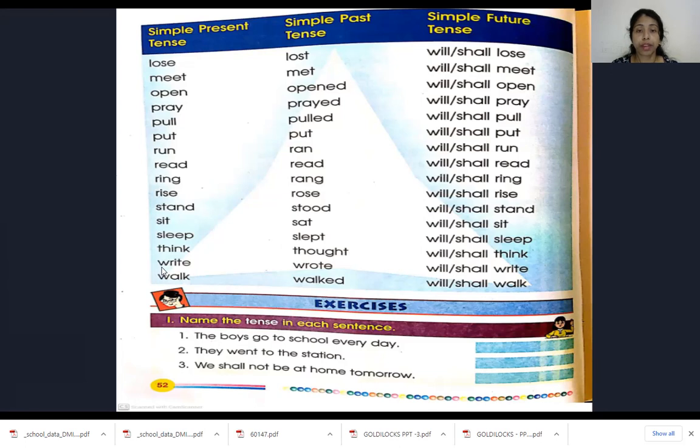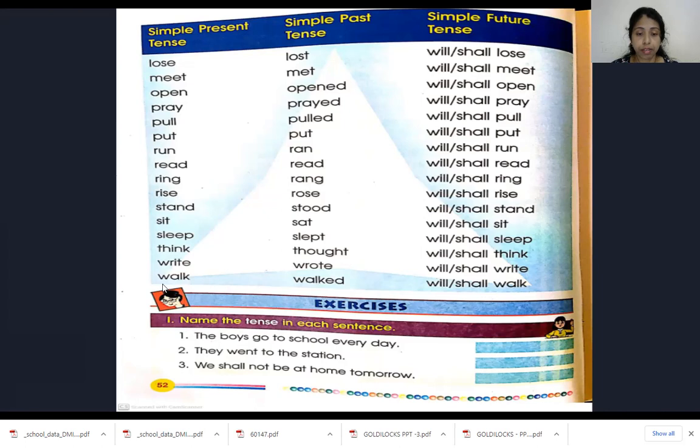The next word is write. In the present form, the word will be write, but for the past form, it will change into wrote. Write, wrote. And for the future form, it will become will write or shall write.